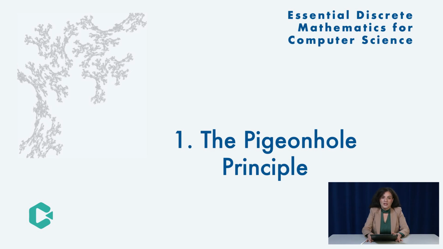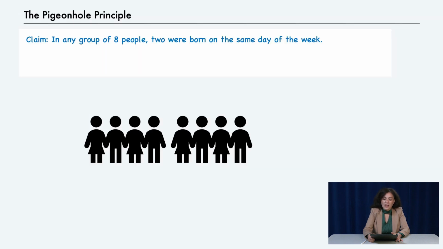Welcome to Essential Discrete Mathematics for Computer Science, Chapter 1, the Pigeonhole Principle. We begin our discussion of the Pigeonhole Principle with a very bold claim. In any group of 8 people, 2 people were born on the same day of the week. Now, we can try to test this claim in many different ways.